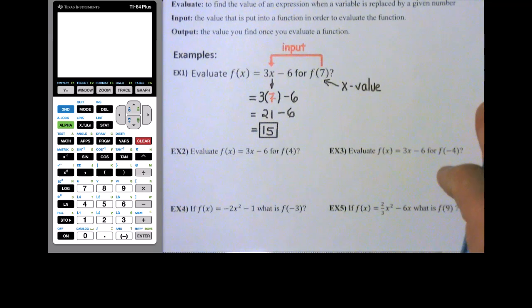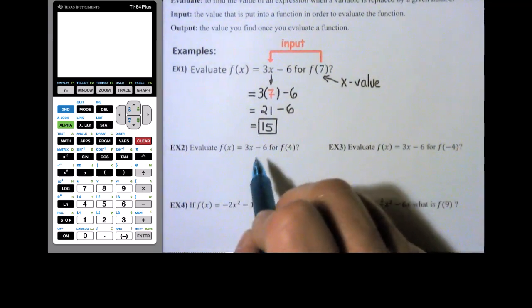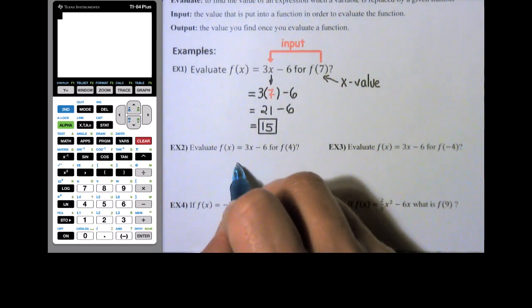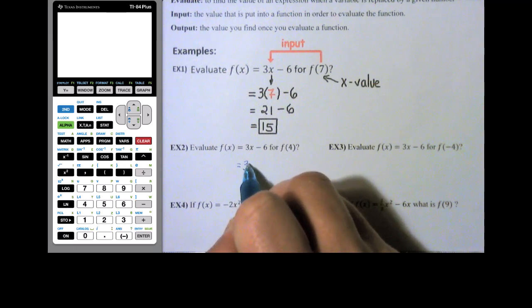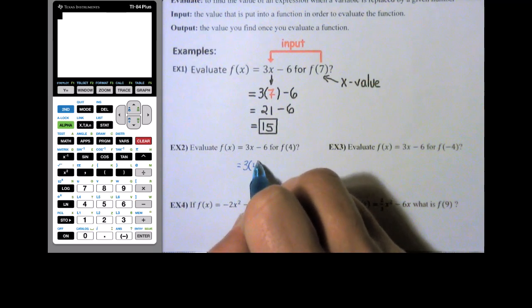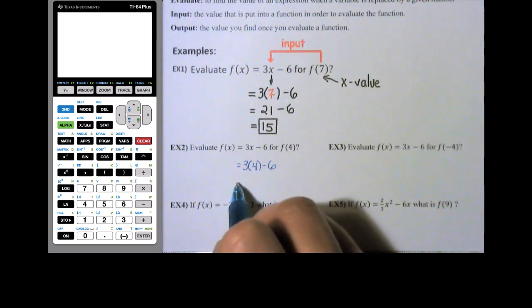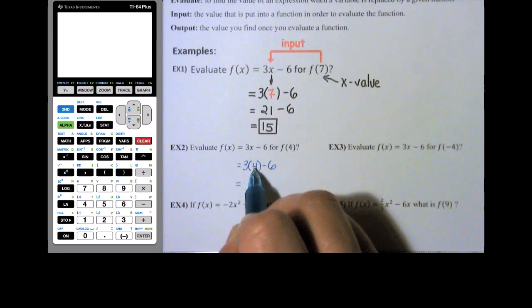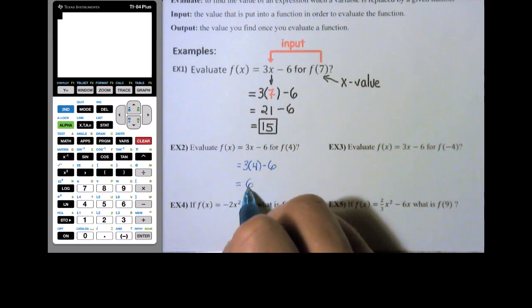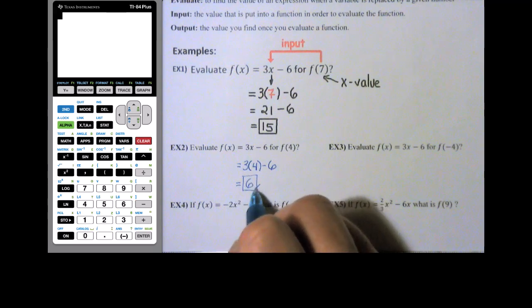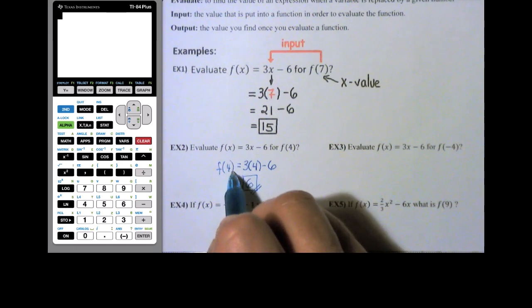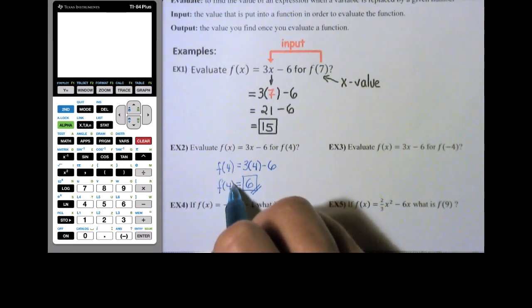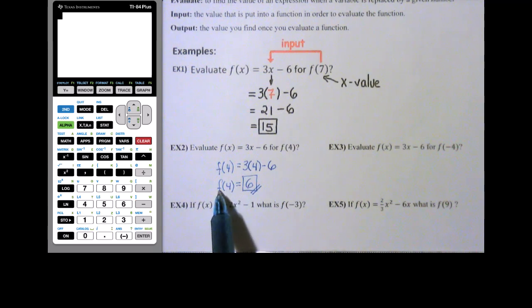So let's try this one right here. I have the same expression, but this time I'm going to evaluate for f of 4. So basically, I copy, but when I get to x, I put a 4. And then I can calculate this. 3 times 4 is 12. 12 minus 6 is 6. So that's the answer of my new function. And on this side, you can even write f of 4 equals that. So we found that the function when x equals 4 equals 6.